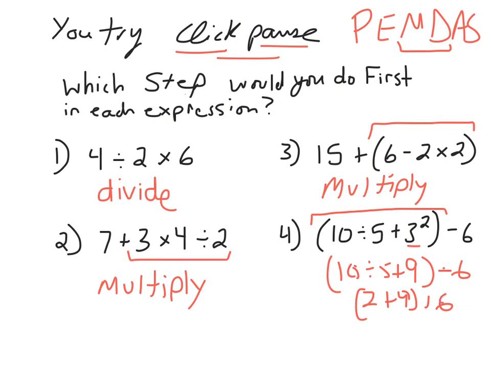My stylus isn't working right. So now I would add, and I would get 11 plus 6, or 17, just in case you were wondering. So the first step in number 4 was exponent. So how'd you do? Check your answers. Great job.